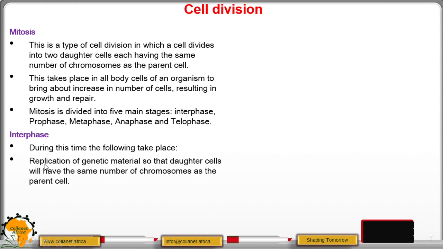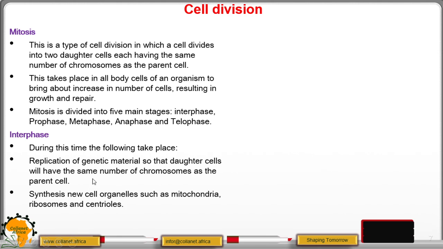We have replication or duplication, or you can say multiplication of genetic material, which is DNA, so that the daughter cells will have the same number of chromosomes as their parent cell. So whatever the number of chromosomes the parent cell is having, the daughter cell will be having, because multiplication of the genetic material will have taken place first.